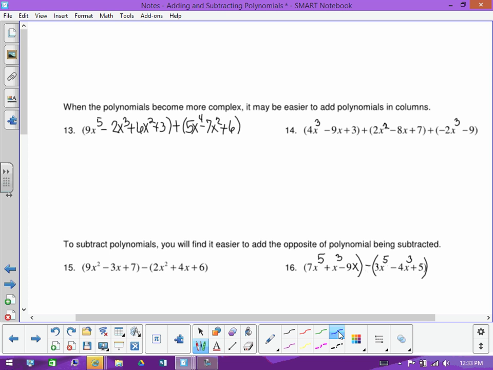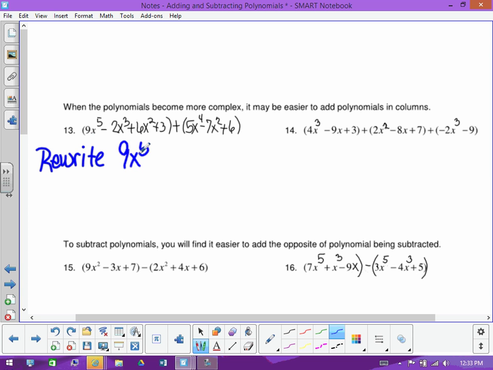Well, if we look at 9x to the 5th minus 2x to the 3rd plus 6x squared plus 3. We don't have an x to the 4th term here. We don't have a single x term here. But we can line these up where maybe we can see straightening out a little bit easier. So what I'm going to do, and this might be helpful for some of you that get them mixed up, is I'm going to rewrite this.